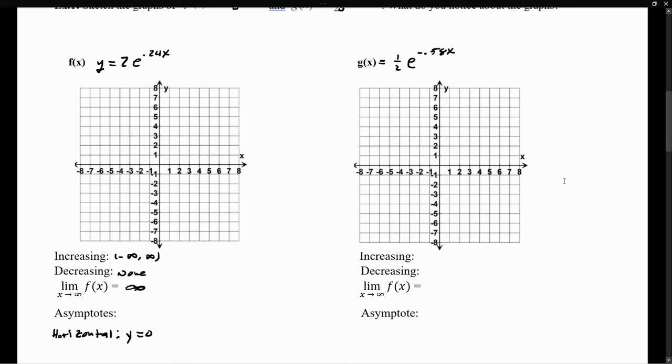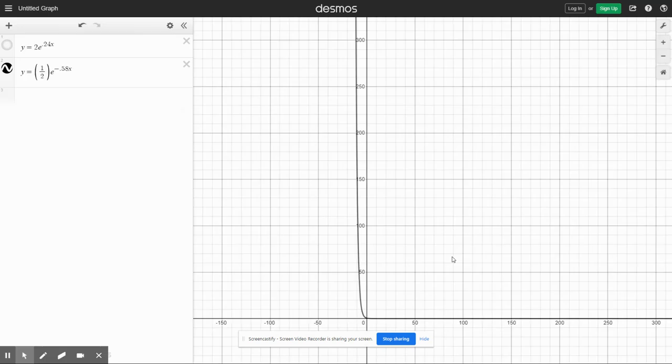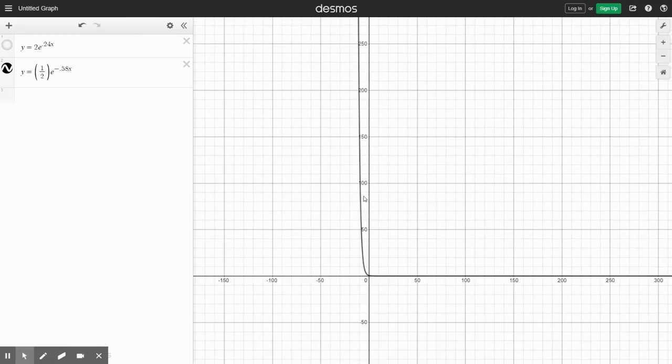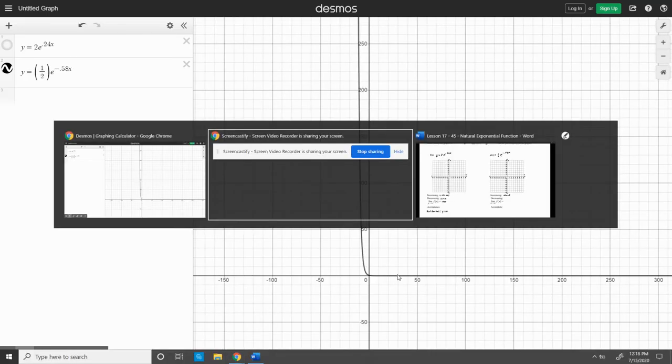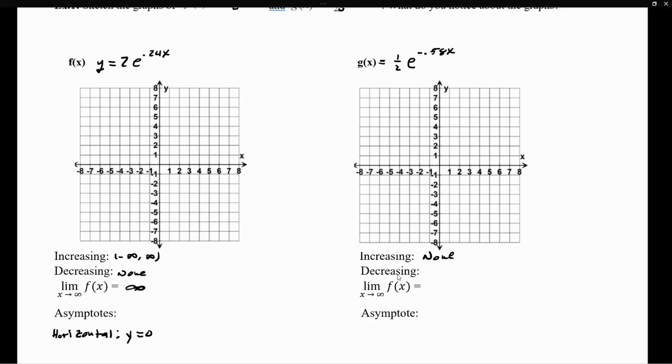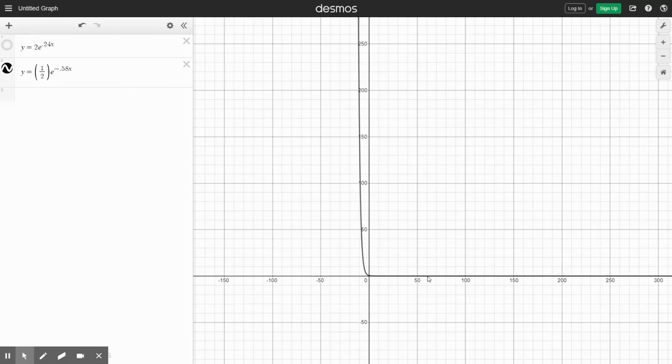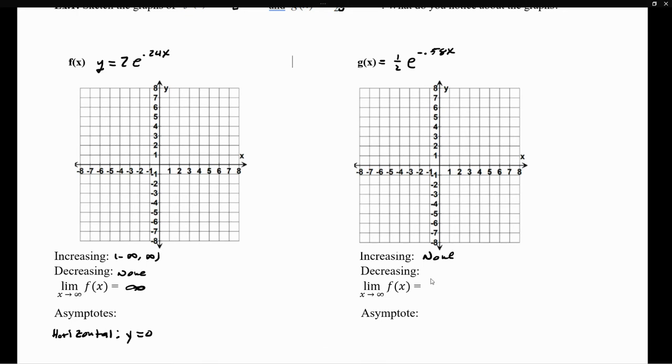So is my function increasing? No, we just established that it is never increasing. Therefore, where is it increasing? Well, there is no interval where my function is increasing, because we just established that my function is always going to be decreasing. So where is it decreasing? Well, it is decreasing everywhere. So therefore, we can say that it's decreasing from negative infinity to positive infinity.